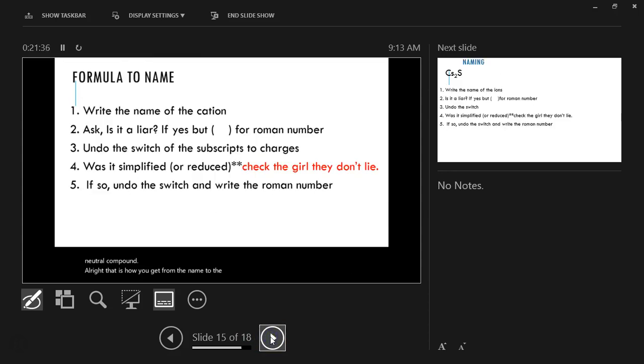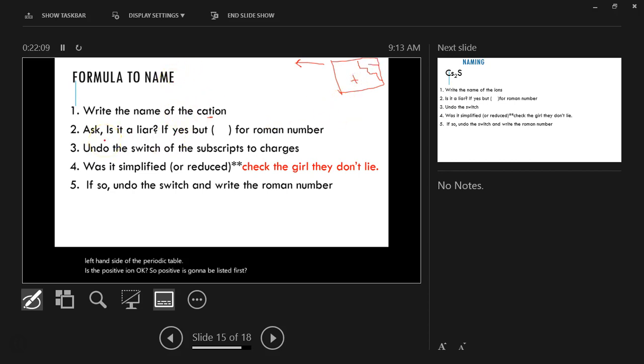Now we're going to go from the formula to the name. So to go from the formula to the name, you have a formula to start out with, and you're going to write the name of each of the ions. So the first thing you're going to write is the name of the cation. That's the positive ion. See the little plus sign there? That's the thing that is on the left-hand side of the periodic table, the positive ion. Okay, so positive is going to be listed first.